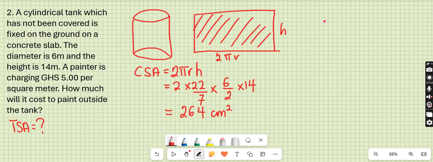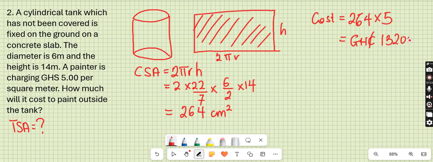Now we are told that the painter is charging 5 cedis per square meter. So for 264, we'll multiply it by 5. And what do we get when we multiply 264 by 5? We will get 1,320 Ghana cedis. That's how much it will cost to paint outside the tank.